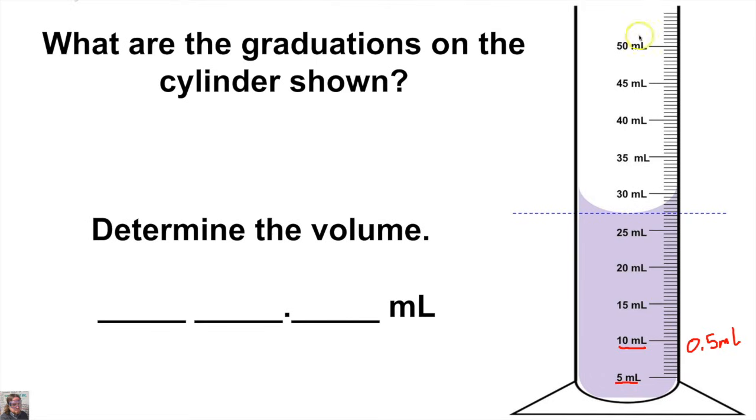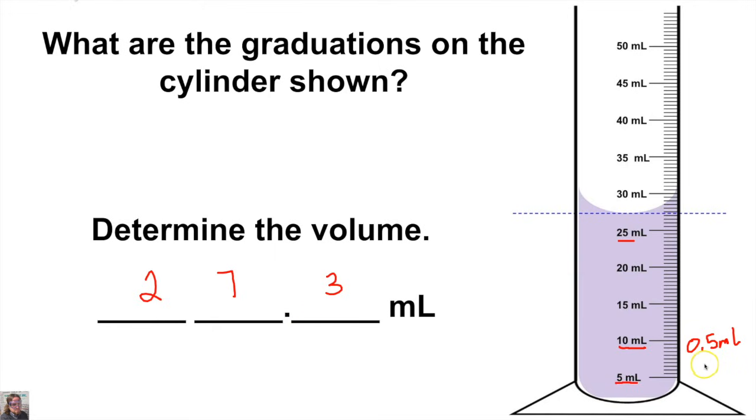So to determine the volume of the liquid that's in here, we can see that we have 25 milliliters right here, 25.5 milliliters, 26 milliliters right here, 26.5 milliliters, 27 milliliters. So we know with 100% certainty that the volume of the liquid that is in here is going to be 27 milliliters. And now if we take a look, we can see it's not quite 27.5 milliliters, it's just a hair below that. So we'll call this 27.3 milliliters. So the volume of the liquid that is in this graduated cylinder is 27.3 milliliters.